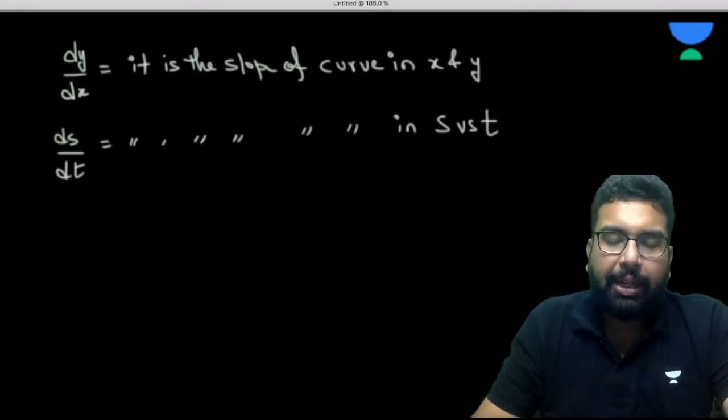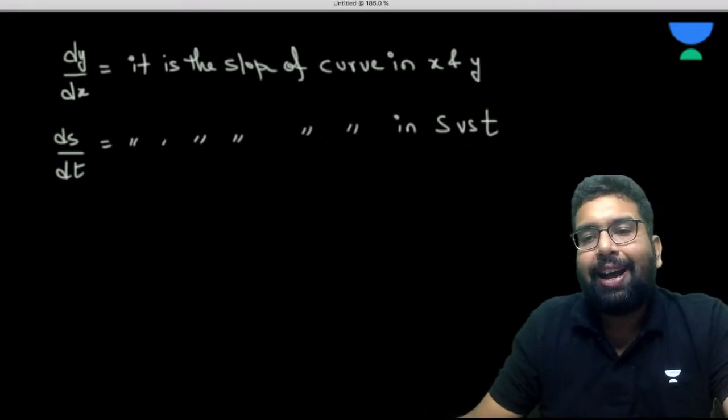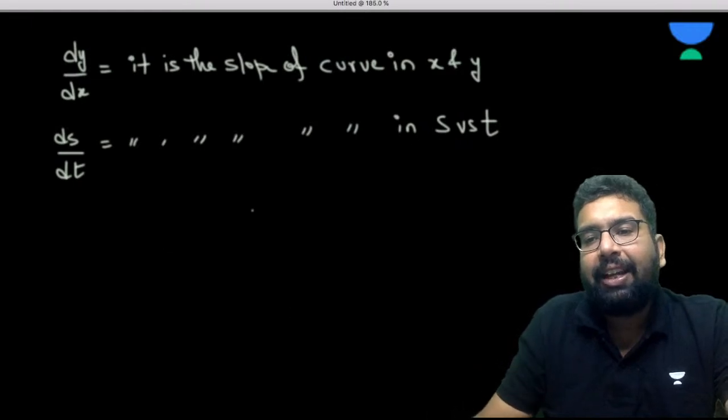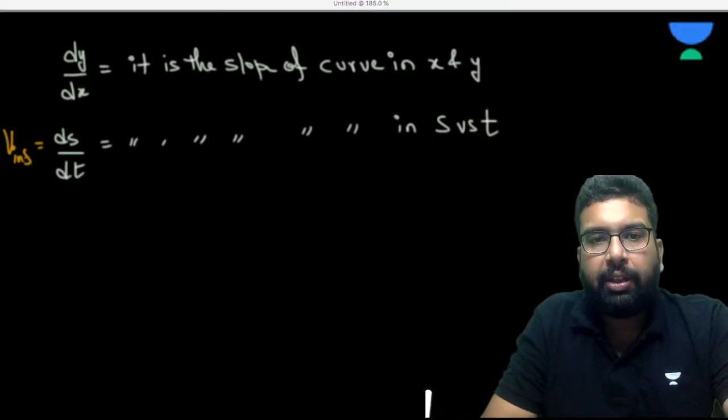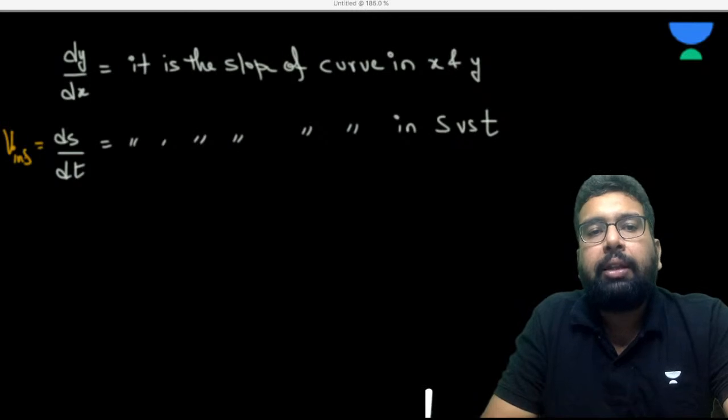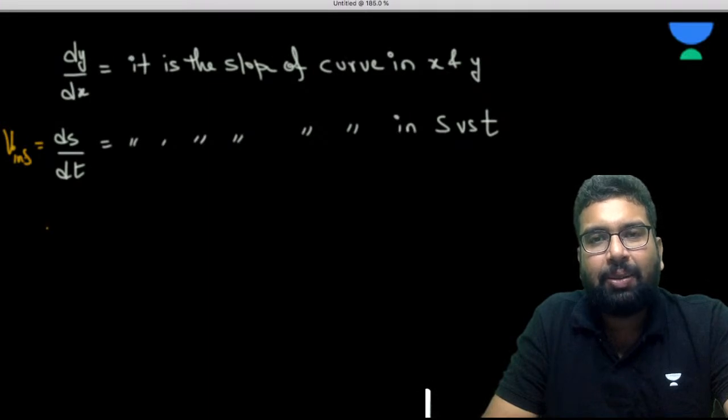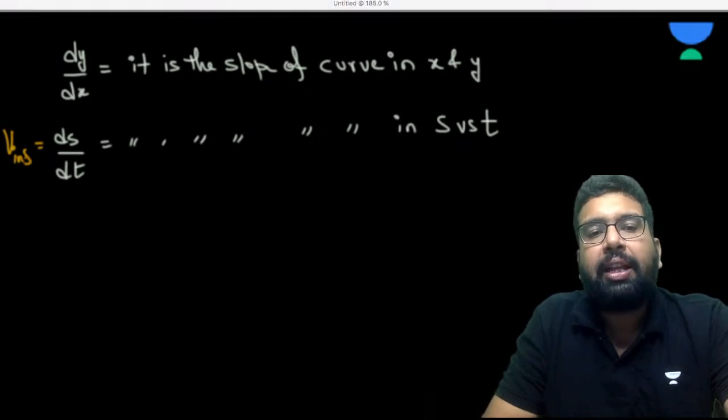Now please tell me, very interestingly, this ds by dt is also the instantaneous velocity, isn't it? So can I say that the velocity at an instant, that is at a point of time, is nothing but the slope of the s versus t curve, right? Do you agree to it?